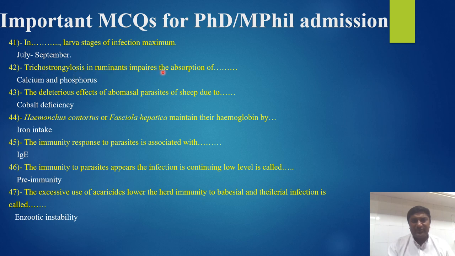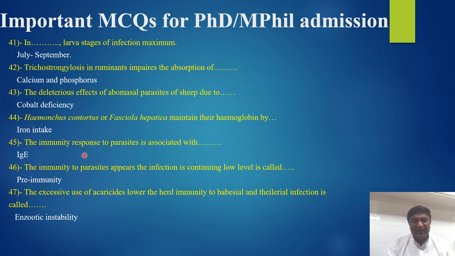Trichostrongylosis in ruminants impairs the absorption of dash, calcium and phosphorus. The deleterious effect of abomasal parasites of sheep is due to dash, cobalt deficiency. Haemonchus contortus or Fasciola hepatica infected animals maintain their hemoglobin by dash, iron intake.